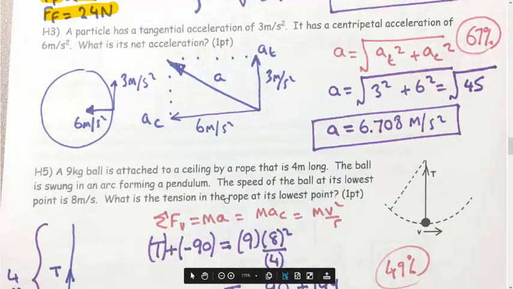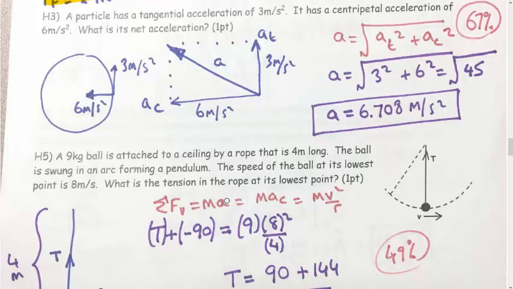Now we have non-uniform circular motion. This is circular motion where you're not going at a constant speed. So there's going to be centripetal acceleration. Anytime you go in a circle, you have centripetal acceleration. But there's also going to be tangential acceleration because you're speeding up or slowing down.